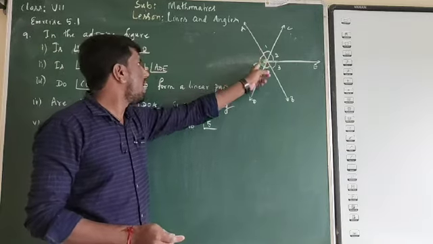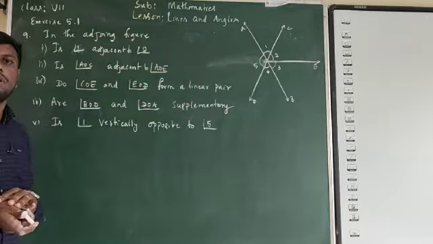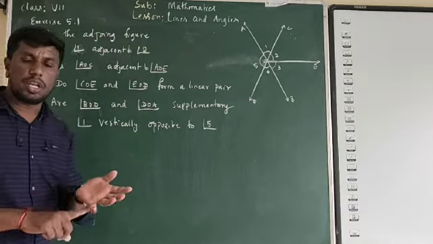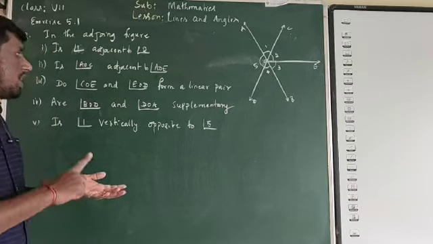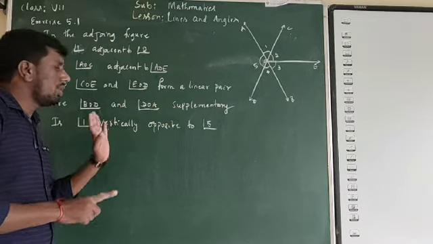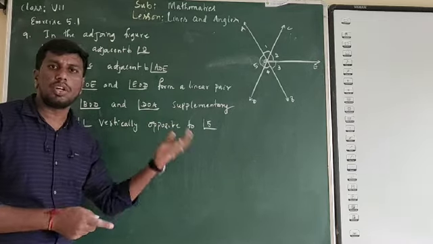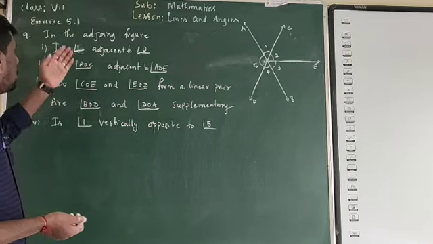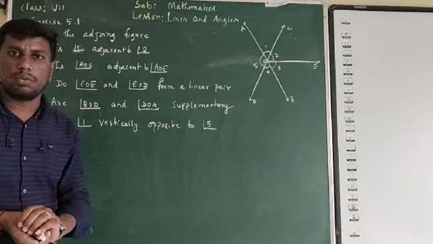Is angle 1 vertically opposite to angle 5? This is angle 1, this is angle 5. We should say whether those two angles are vertically opposite angles or not. All these things you know: adjacent angles you should know, linear pair you know, supplementary you know, vertically opposite angles you know. For that, you should know all the conditions. So you learned that. This is the homework for you. I will give it to you.